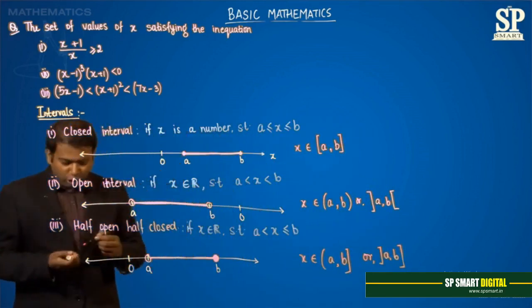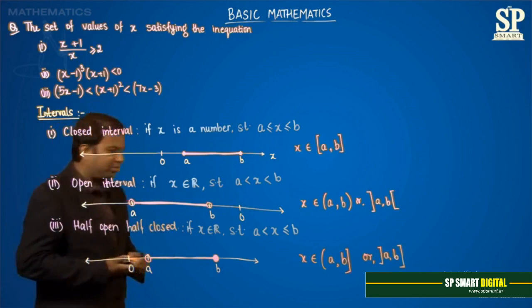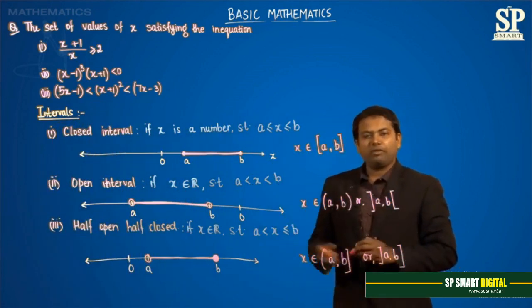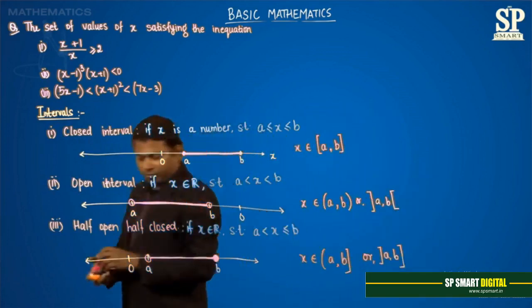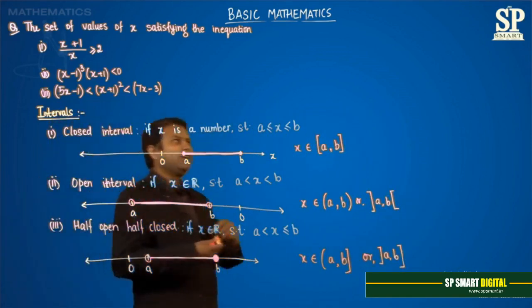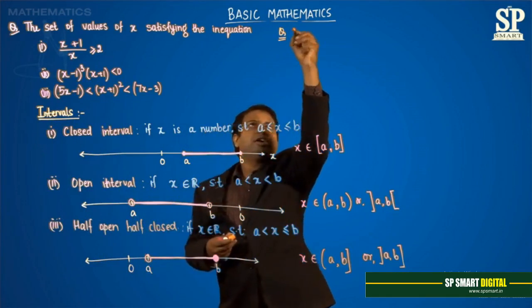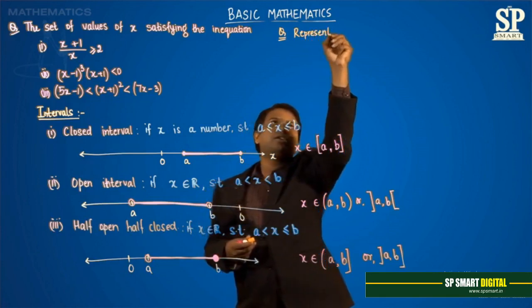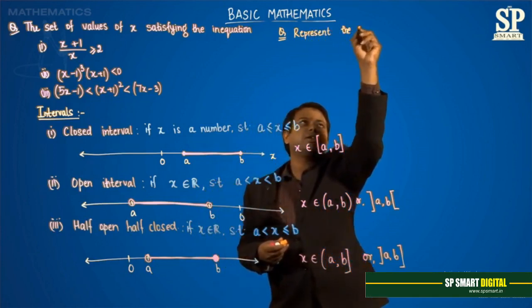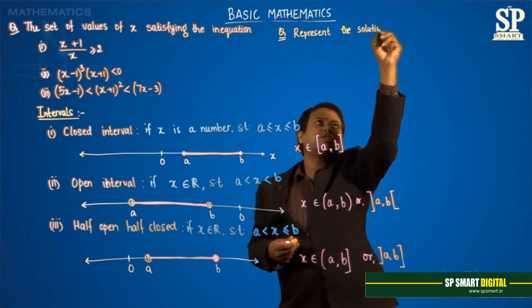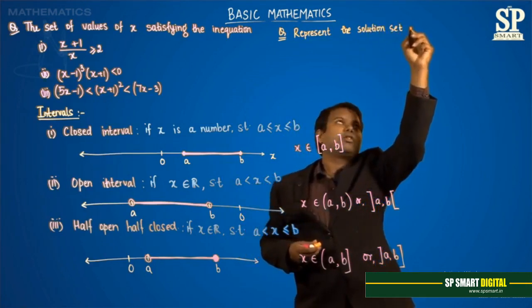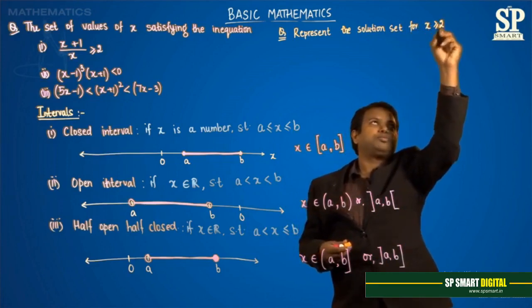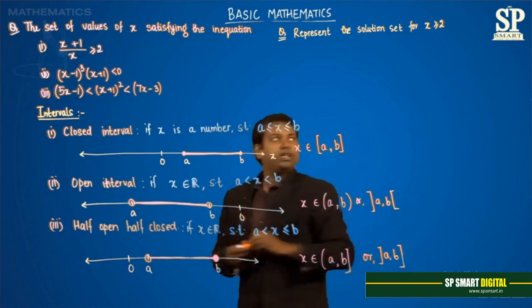Now you might also come across infinity sometimes. Let us say we want to represent all the numbers which are greater than, let us say, 2. So the question is, represent the solution set for X greater than or equal to 2. So how do we do this?